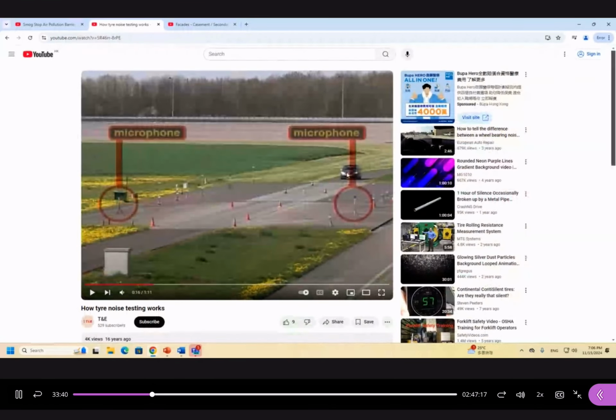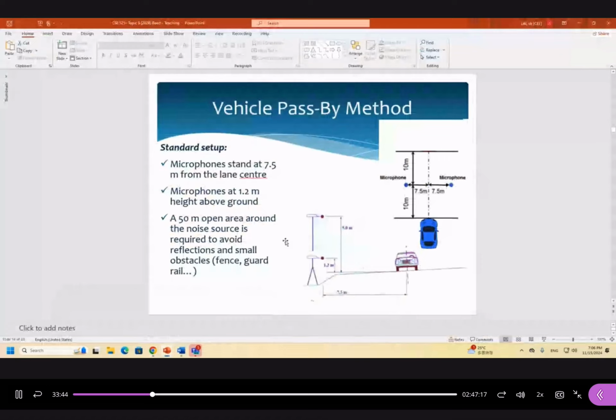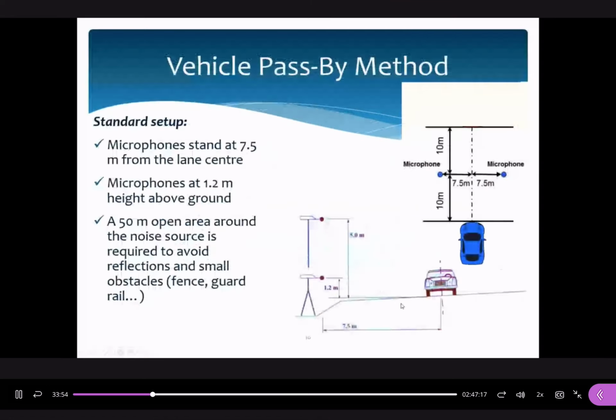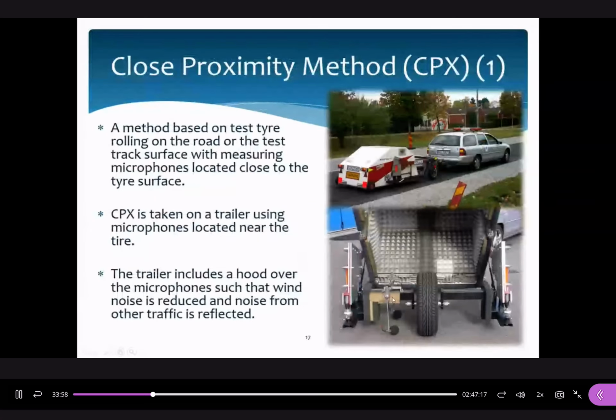You can see that around this test track, this is an open area, and according to some general guidelines, they propose that a 50 meters open area should be provided. This is the first one. And the second one is what we call the CPS, close proximity method.